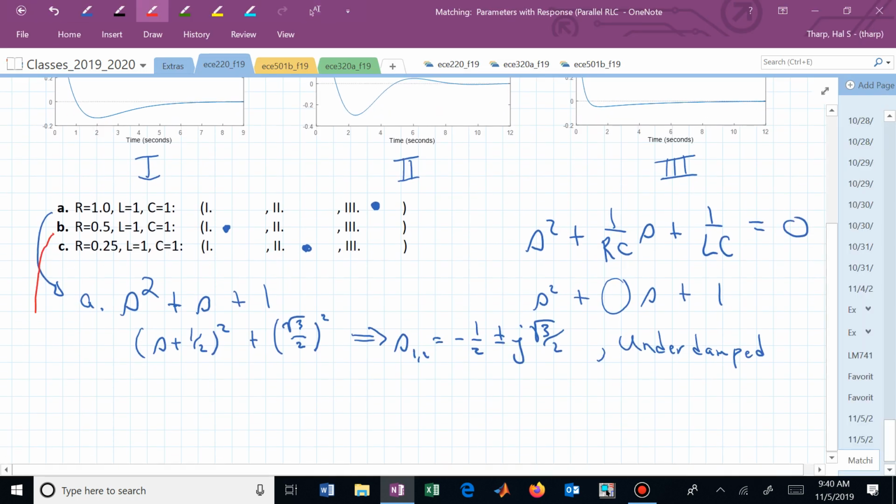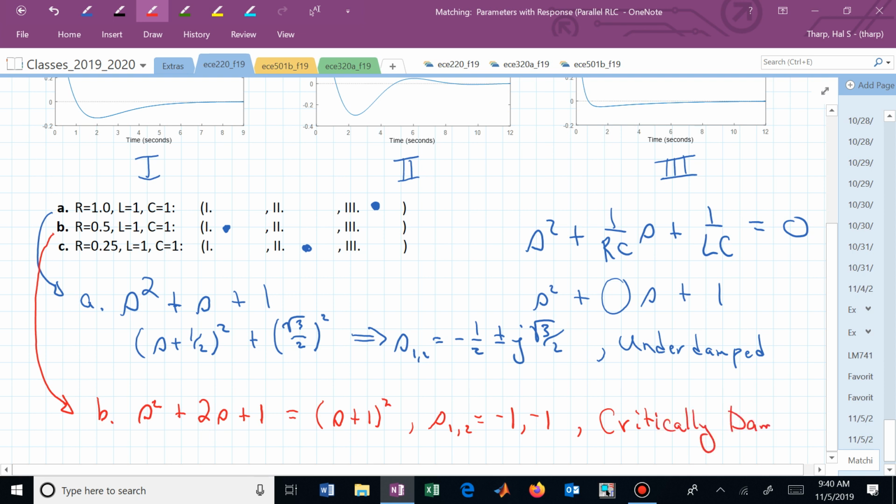B is now S squared plus 2S plus 1. This one maybe is easier to factor, so that now S1 and S2 are both at -1. That one we were calling critically damped.